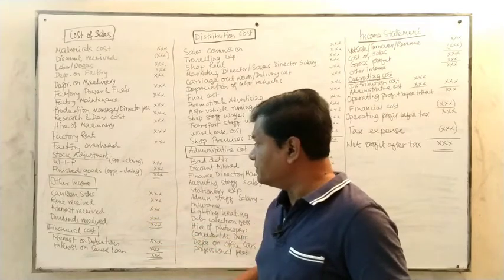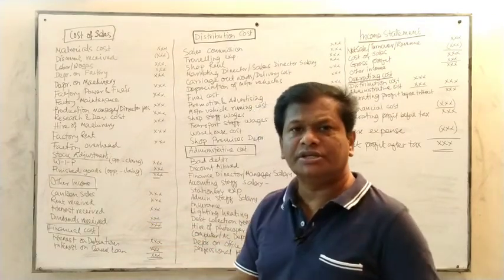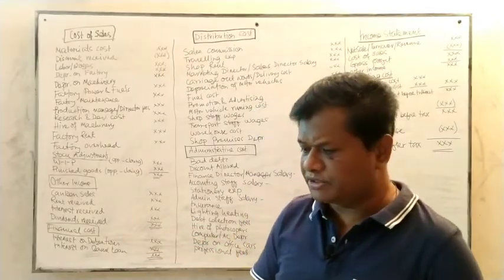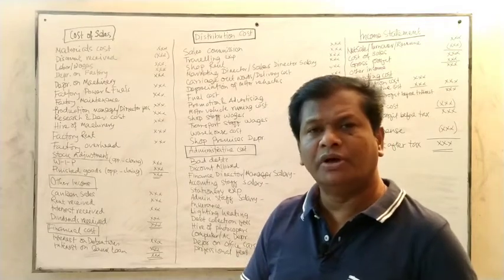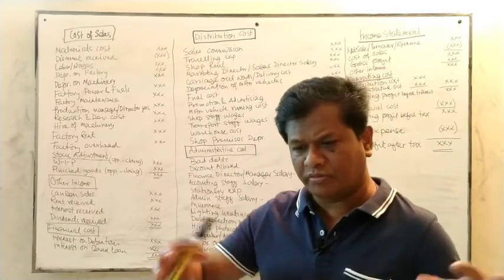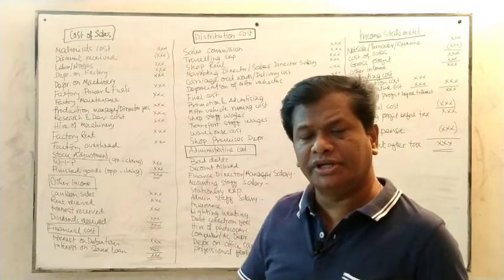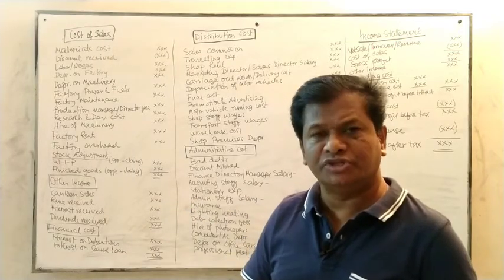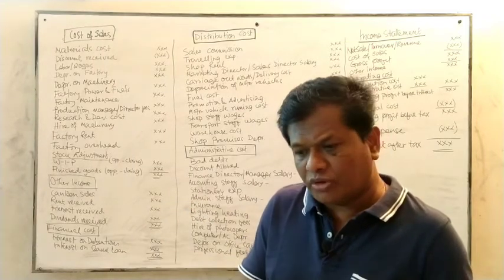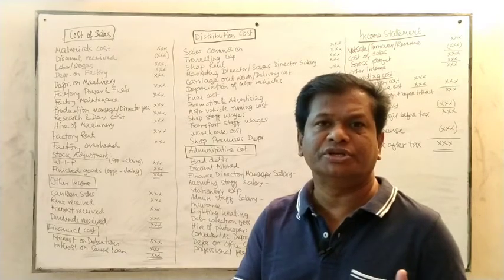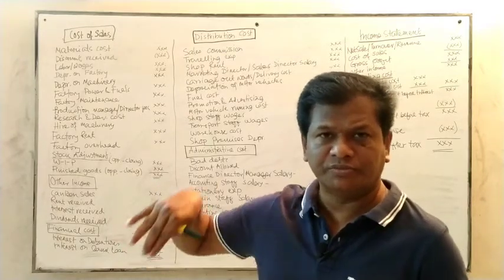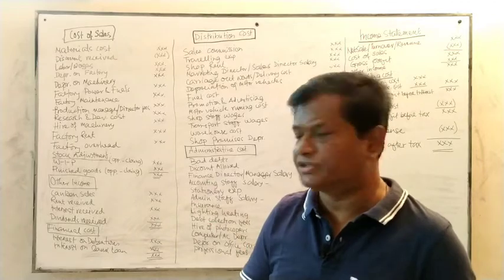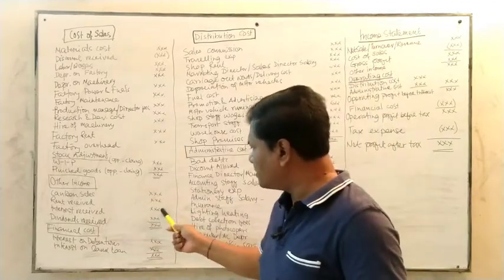Then interest received. What is interest received? Interest received means maybe the company could have some liquid money, or some of the money invested in a fixed deposit account. So some interest is to be received from the bank where it is deposited. That is the interest received. So interest is over there.